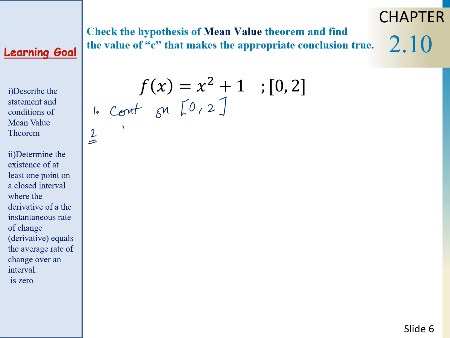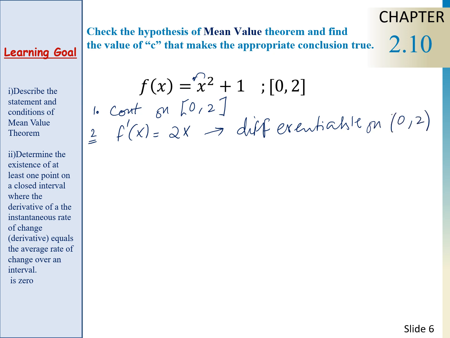Second, let's try to find the derivative of the given function. So the derivative of the function is 2x. It's a linear polynomial function. So the domain is again all real numbers. It has a smooth curve. So what do we say? That the function is differentiable in the open interval 0 and 2. Okay, so the two conditions are fulfilled.